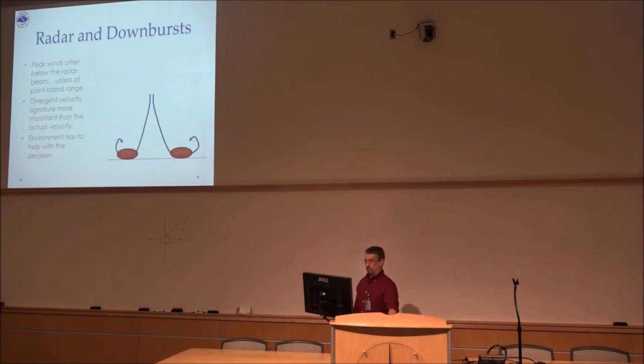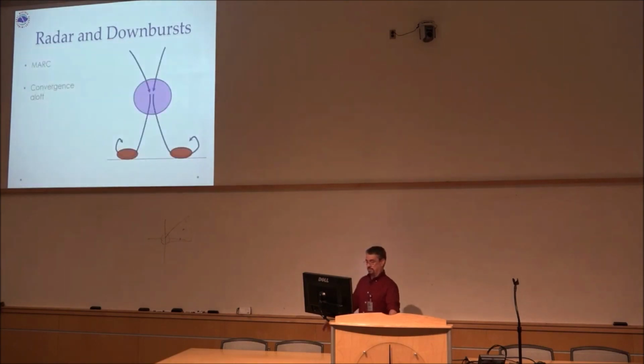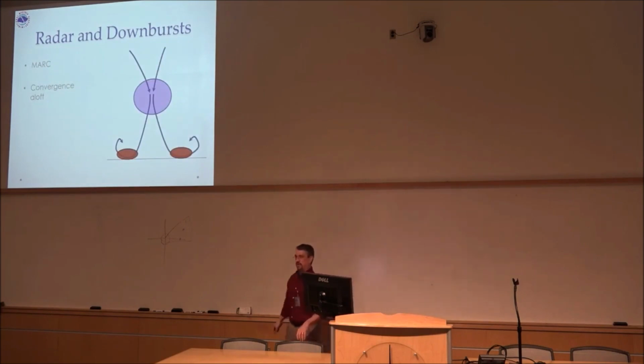Just real quick on downbursts, you guys all know all this stuff, but from the standpoint that when a downburst happens, the highest velocities are going to be in the lowest 300 or 400 feet, stuff you're not going to see on the radar at any distance away from the radar.